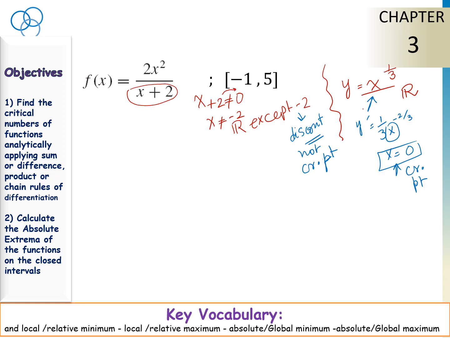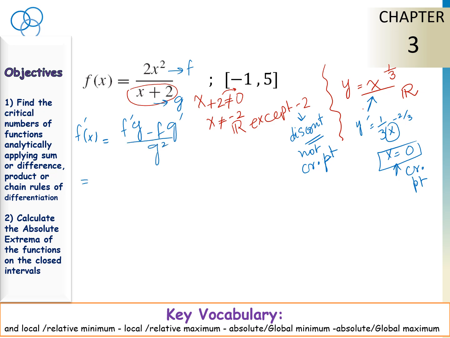Okay, let's start the question. The first thing is to take the derivative. Here it is the quotient rule you are going to apply, the reason being that it is a rational function. So the 2x squared refers to f, and x plus 2 will be your g. The formula you are going to apply is f prime g minus f g prime over g squared.